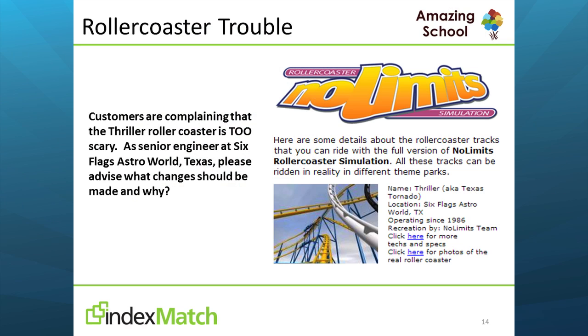So here's an example. This is an example I came up with, so it hasn't been under a lot of scrutiny, but it will give you a flavor. This is roller coaster trouble. Customers are complaining that the Thriller roller coaster is too scary. A senior engineer at Six Flags Astroworld, Texas, please advise what changes should be made and why. Now, the reason I've picked this example is that the technical specifications of a whole load of real-world roller coasters are available online. How cool is that? You can download the roller coasters at Thorpe Park and look at how they've been designed.